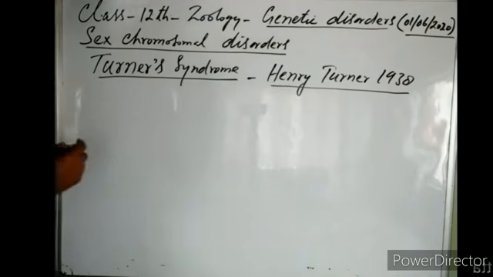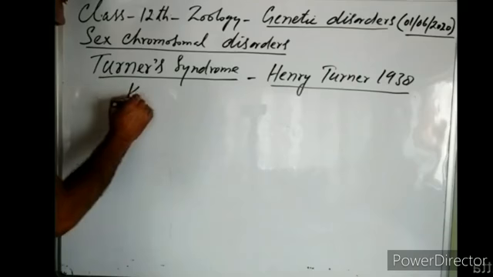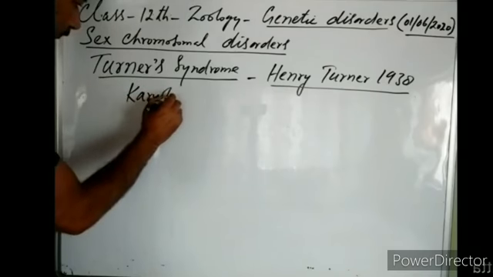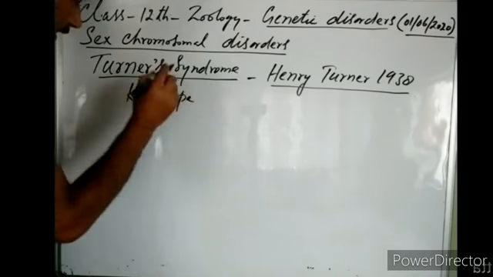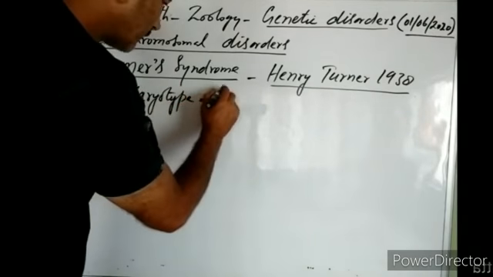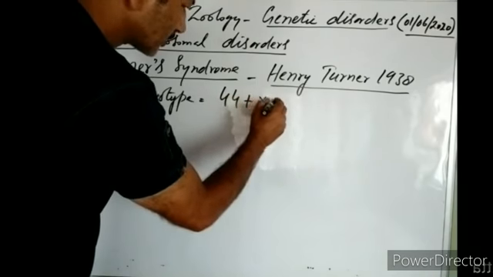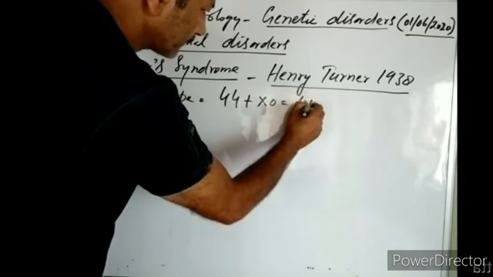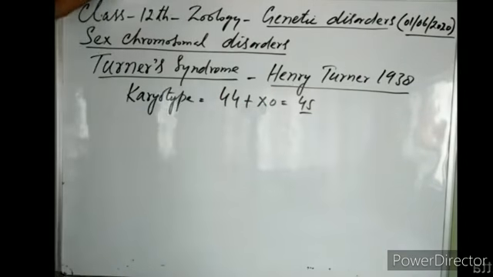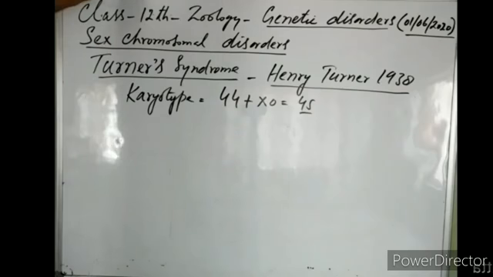So this Turner syndrome is characterized by a karyotype. If we make the karyotype of the chromosomes, we will find that it has a karyotype of 44 plus X0, equal to 45. So the suffering individuals have a normal number of autosomes, 44. Then there is only one sex chromosome X and another is missing. So this condition is known as 44 plus X0. The total chromosome number is 45.